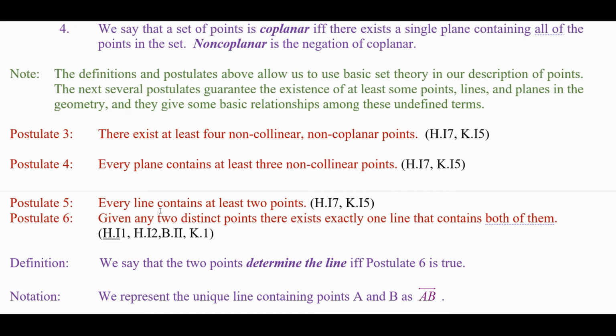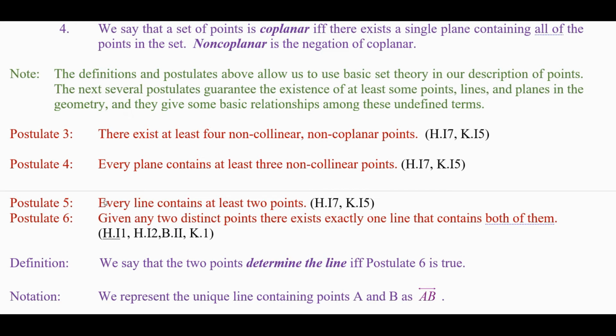Postulate 6 says given any 2 distinct points, there exists exactly one line that contains both of them. This is Hilbert's axioms I1 and I2. I think it's I1 and I2. One of them had at least one, excuse me, his axioms had one of them with at least one, and one with at most one. Put those together in one statement here. Exactly one line containing both of them.